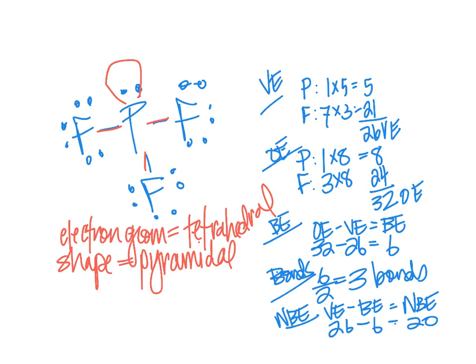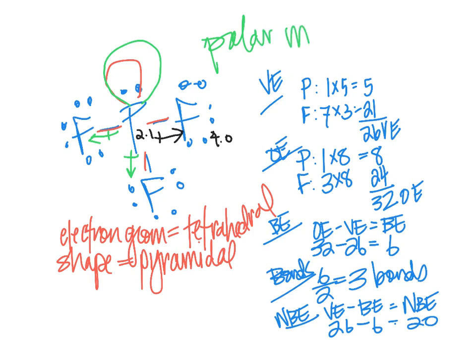Bond dipoles, if I look at fluorine, it's 4. If I look at phosphorus, it is 2.1. So it's very clear that each of these is going to be a bond dipole. It is a polar bond. And then because you have the same pull in all directions, however, you have this lone pair, so it is not symmetrical. This is a polar molecule.